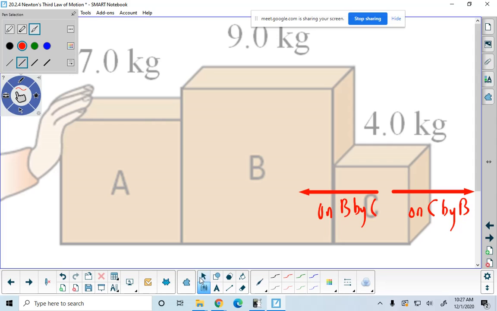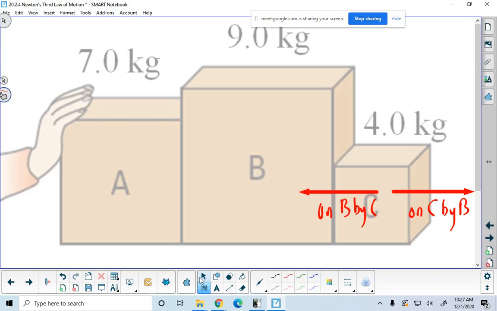So I'm not going to draw all of these forces just yet. Let's talk about box C. Does box C accelerate? I mean, look at the question, read the question carefully. Does box B accelerate? Well, the answer is yes, it does accelerate because you're told all of the boxes accelerate at 2.4. Was it 2.4? Okay, at 2.4 meters per second squared.